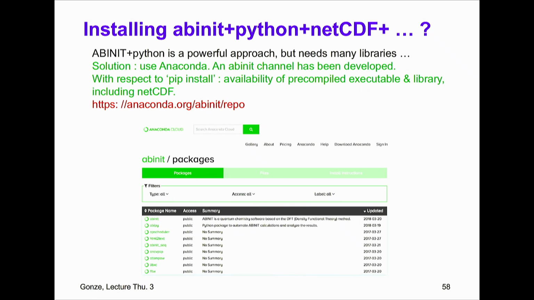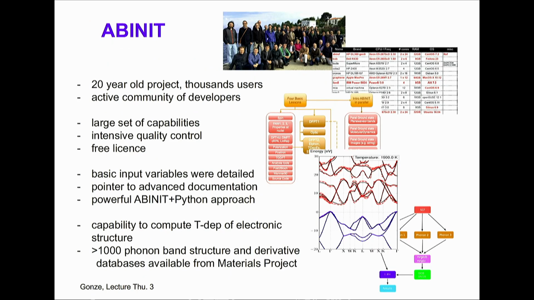You might wonder how to install ABINIT plus Python plus NetCDF, etc. Just as a side comment, we have developed, for those who know, an Anaconda channel. It's better than pip install, actually, because precompiled executables and libraries, including NetCDF, will come immediately. So this is the global view on what I have presented.